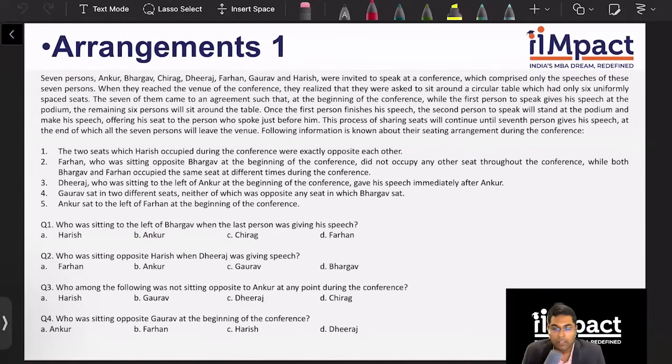Okay. Then what is told to me? This process of sharing seats will continue till the seventh person has given his speech, at the end of which all the seven people will leave the venue. The following information is known about their seating arrangement during the conference. Okay. So I've been given a few clues.